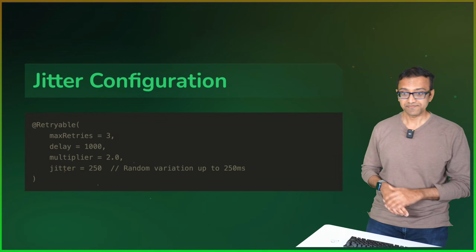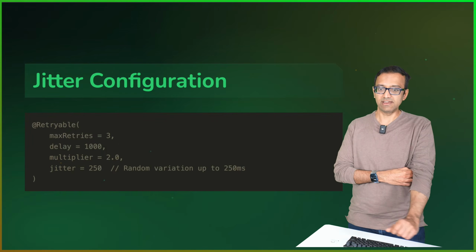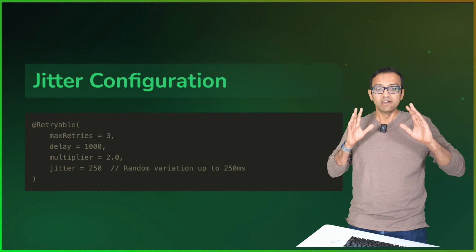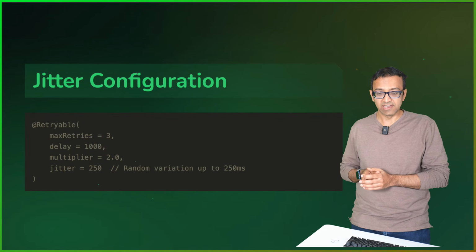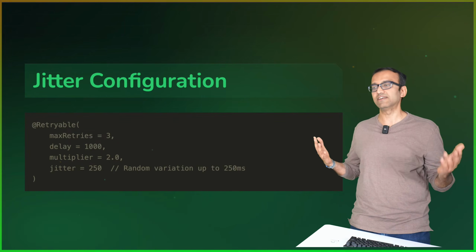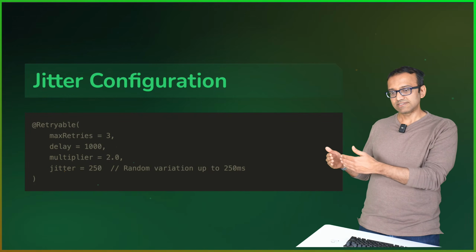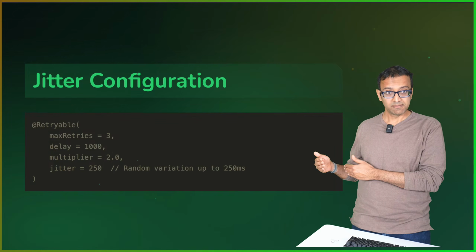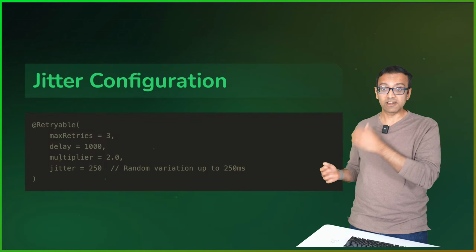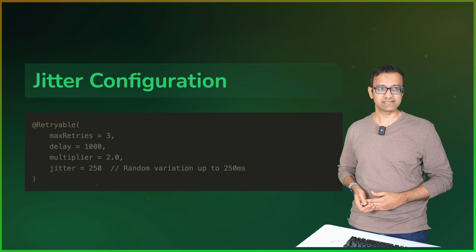So here is jitter, okay? Just random variation. So you say 250 milliseconds of random variation. Basically it's going to do random number generation of 0 to 250, and it is either going to do minus of that or plus of that. Let's say it randomly generates 100 milliseconds. So it is going to send a request 100 milliseconds early or 100 milliseconds late. That's jitter, right? It breaks that kind of coordinated access.